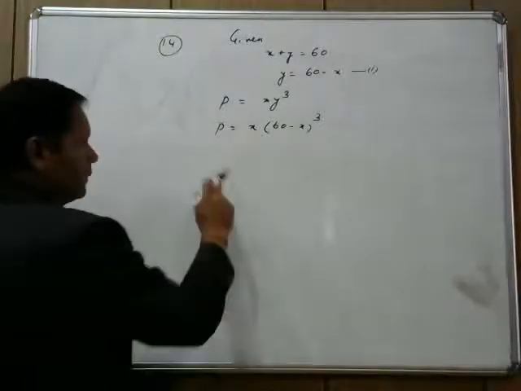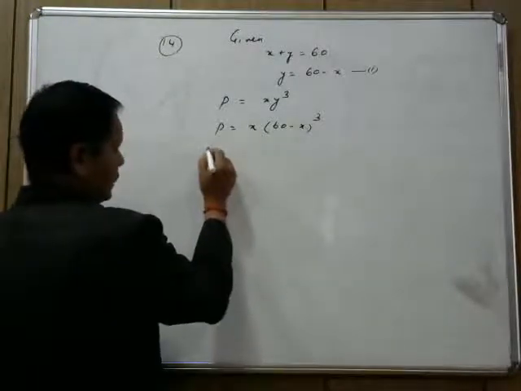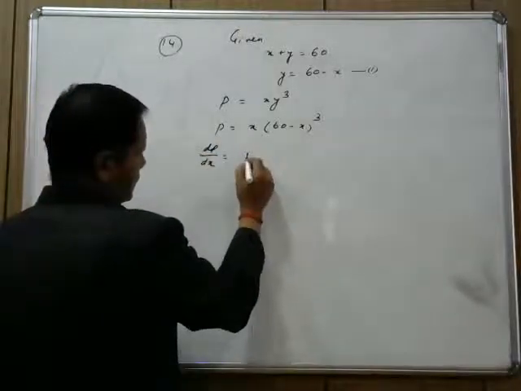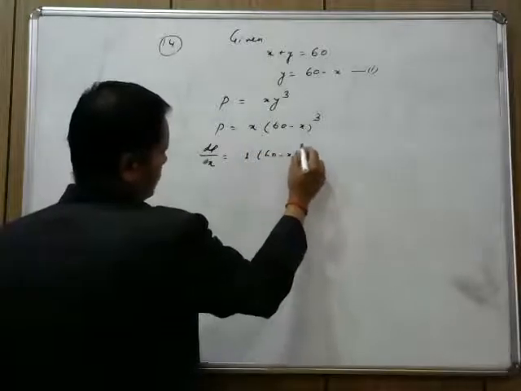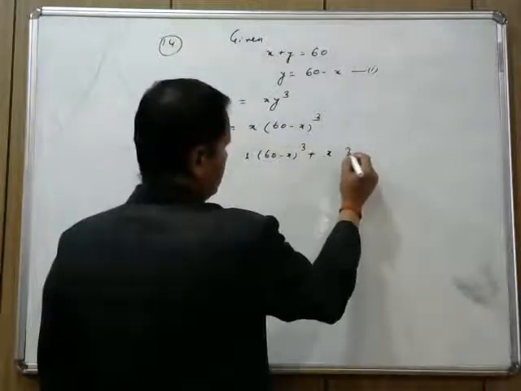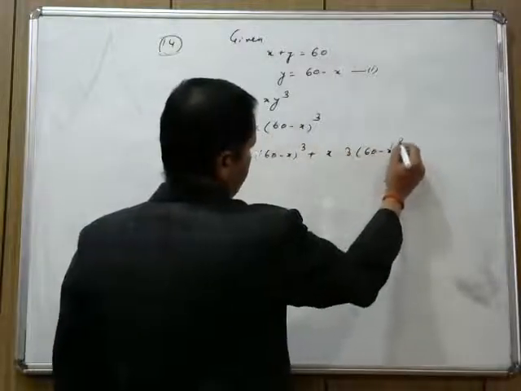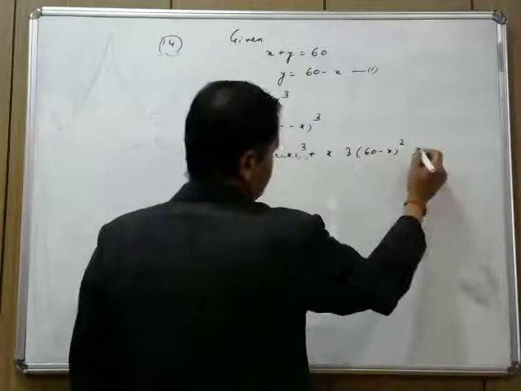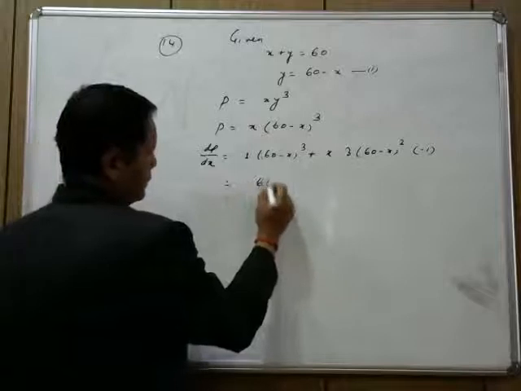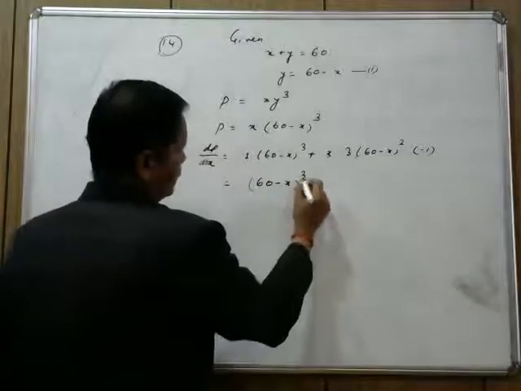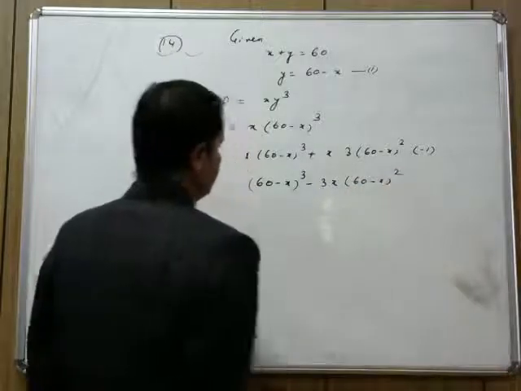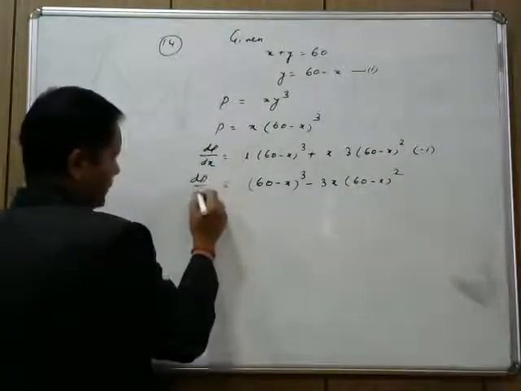So now differentiate with respect to x. dp by dx is equal to differentiation of x is 1 into 60 minus x whole cube plus x into differentiation of 60 minus x whole cube, 3 into 60 minus x whole square into differentiation of minus x, which is minus 1, right? That means this is equal to 60 minus x whole cube minus 3x into 60 minus x whole square. This is the value of dp by dx.